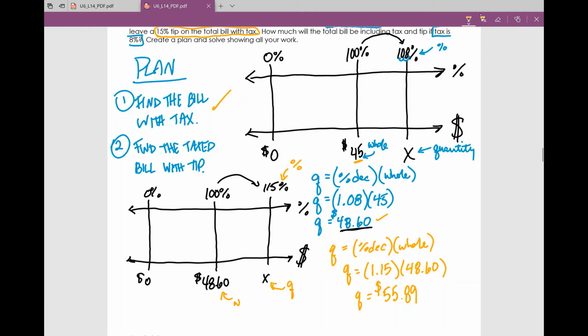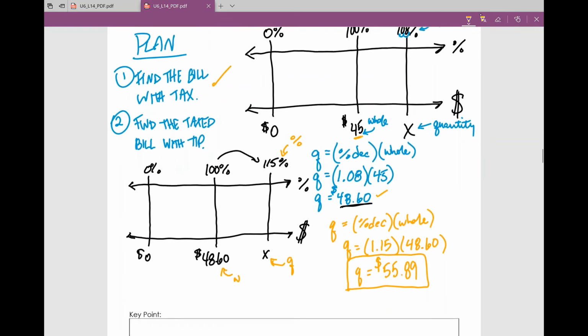So now that we have our final answer, this is what it's asking for. It says, how much will the total bill be, including tax and tip? How can we solve these problems that involve multiple percent scenarios or multiple percents? And this is going to be our key point for the day. The answer to that question is going to be our key point.